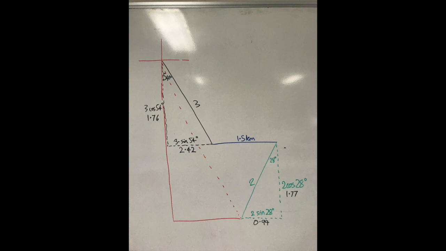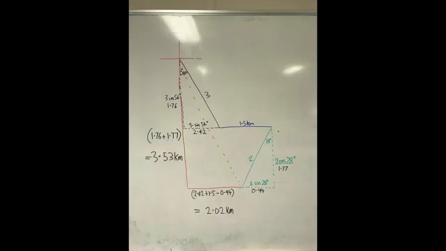Now that I've broken up all 3 stages of the journey into north-south and east-west components, I can just add or subtract them to get the total. So starting with the north-south, I've got that 1.76 in the black triangle and the 1.77 from the green triangle to get a total of 3.53 kilometres that I travelled to the south. For my east-west, I've got to add the first 2 and subtract the last one because it's going back towards the west again. I get a total distance of 2.2 kilometres east of my starting point.